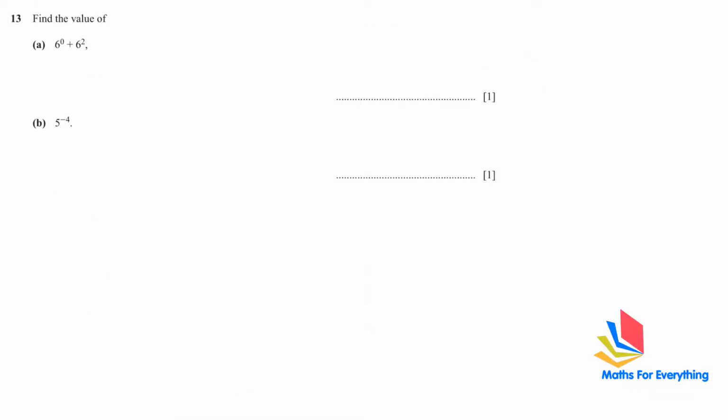Question number 13. Find the value of this. Put this in the calculator and you will get the answer 37. Even this you just have to put in the calculator and you will get 1 over 625. Or if you want to write it as a decimal, 0.0016.